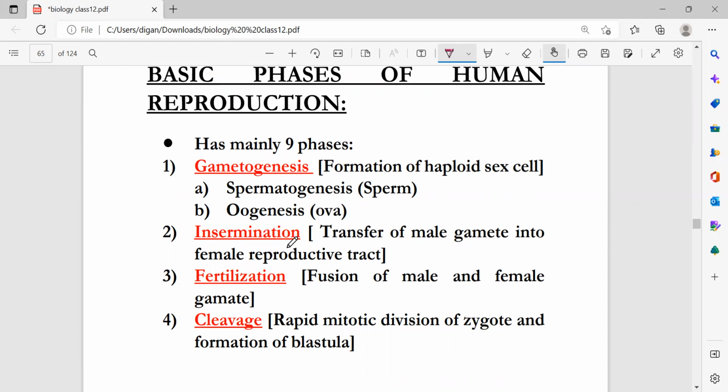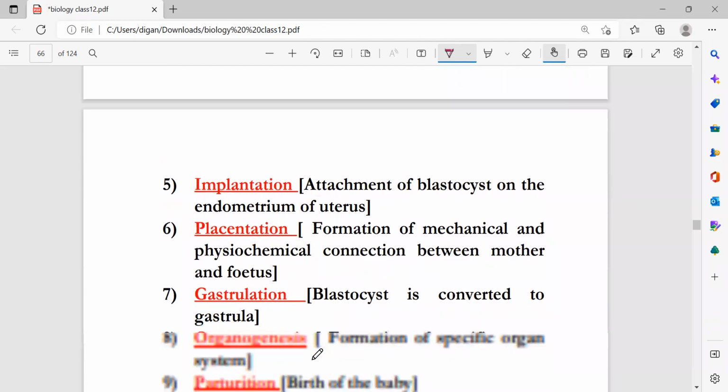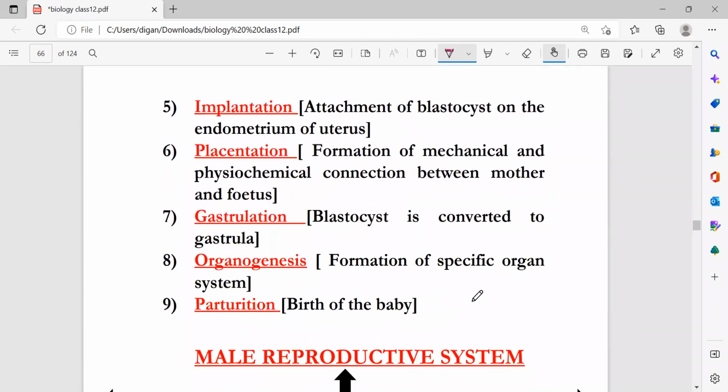Second step is insemination, and it means transfer of male gametes into the female reproductive tract. Third is fertilization, fusion of male and female gamete. Fourth, cleavage means rapid mitotic division of zygote and formation of blastula. Fifth stage is implantation, attachment of blastocyst on the endometrium of uterus. Placentation means formation of mechanical and physiochemical connection between mother and the fetus.